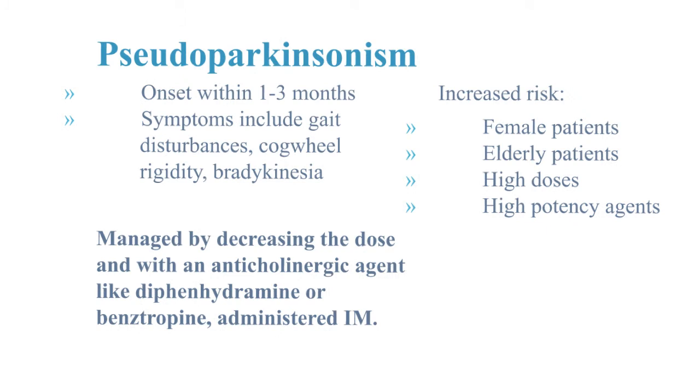Because we are affecting dopamine receptors, it should be no surprise that we could push the patient into symptoms that look like Parkinson's disease. Symptoms like gait disturbances, some cogwheel rigidity, and bradykinesia. It turns out female patients, and especially elderly female patients, are more at risk for this. So it's something to watch out for. It could be confused with Parkinson's disease in these types of patients. It's also a dose-related response, so higher doses, of course, are more likely to cause it. We can also manage this with an anticholinergic agent administered IM.